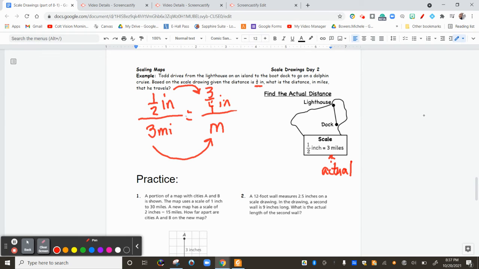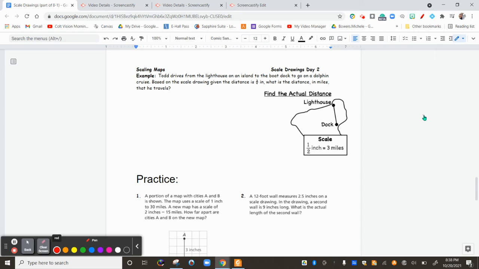So in between, I could scale this to 1 inch by multiplying by 2, and I get my unit rate if I wanted. So 1/2 times 2 is 1 inch, and 3 times 2 is 6. So every 1 inch is 6 miles, and I could scale from there. Or I can go directly to what would I multiply 1/2 by to get 3/4, and find that scale factor.